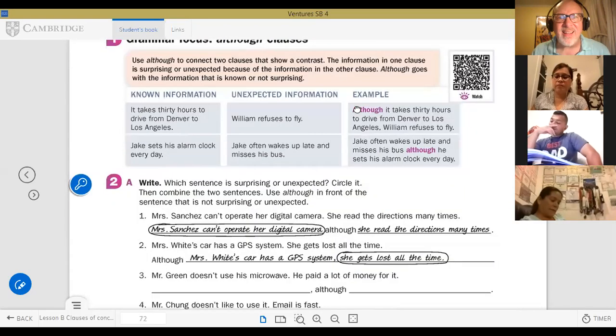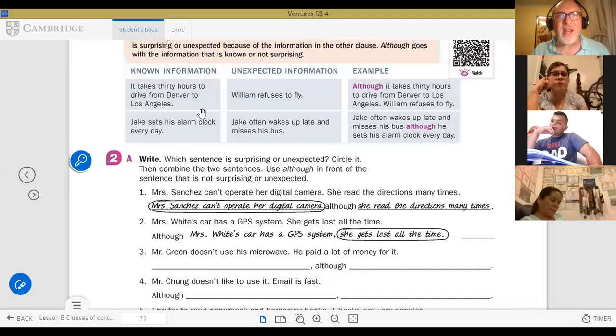All right. Here you see the examples with Jake and William, right? With although. Although at the beginning, although in the middle. Remember, with prepositions and clause connectors, I have two choices. With conjunctions and transitions, only one choice. Conjunctions and transitions must be in the middle.